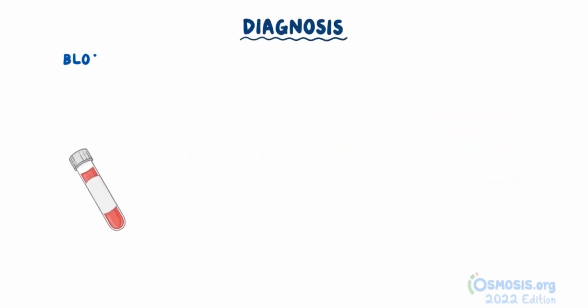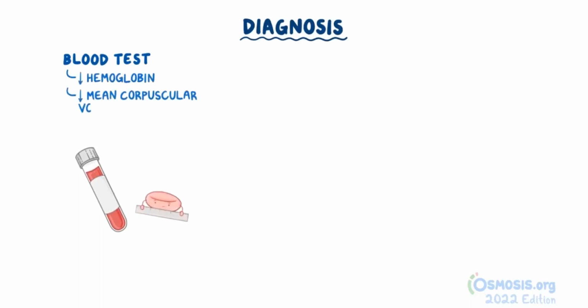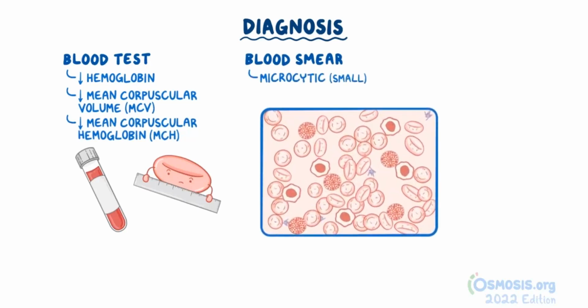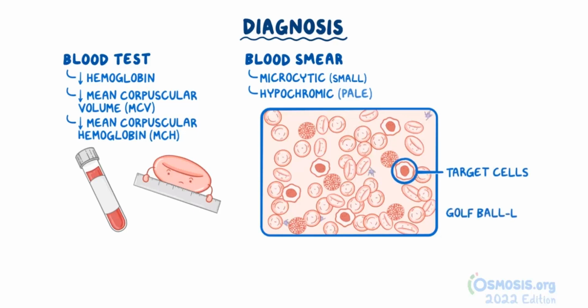Diagnosis starts with a routine blood test that shows low hemoglobin levels, decreased mean corpuscular volume, or MCV, and low mean corpuscular hemoglobin, or MCH. The peripheral blood smear shows microcytic, or small, and hypochromic, or pale, red blood cells. There are also target cells, which are small red blood cells that look like bullseyes due to scrunching up of excess cell membrane. With moderate alpha thalassemia, there may be golf ball-like red blood cells due to precipitated HbH molecules.